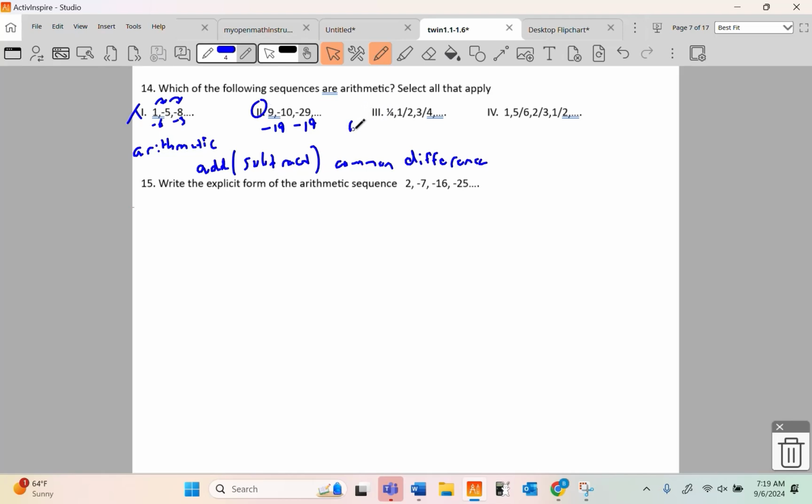This one's got a fraction, but I know that a quarter plus a quarter is a half, and I know that a half plus a quarter is 3/4. So I'm adding the same thing, choice 3. The next one's kind of funny. It's got some fractions. It's 1, 5/6, 2/3, and a half.